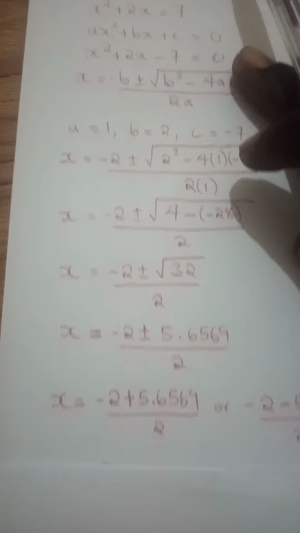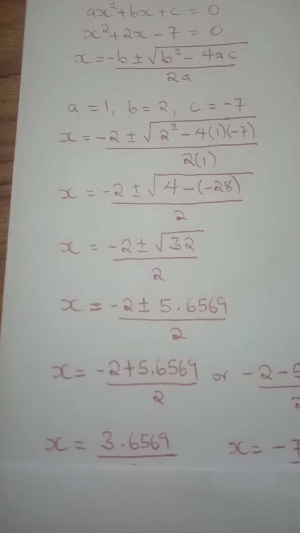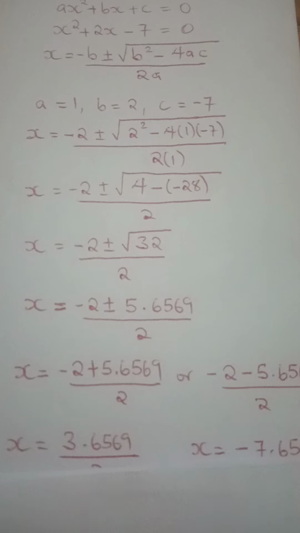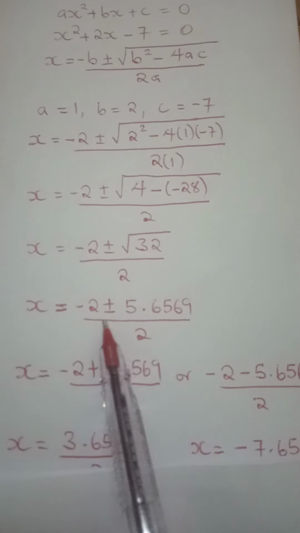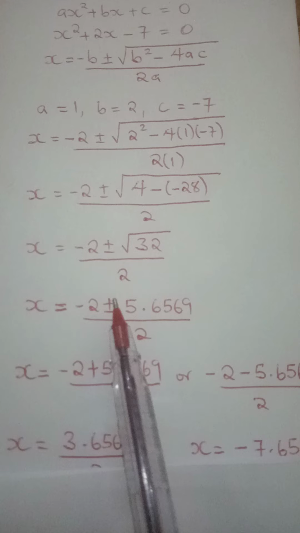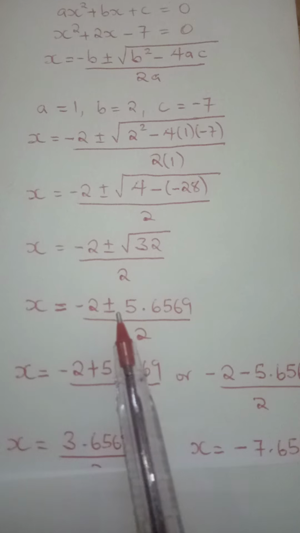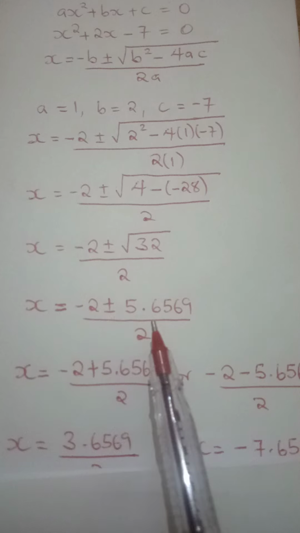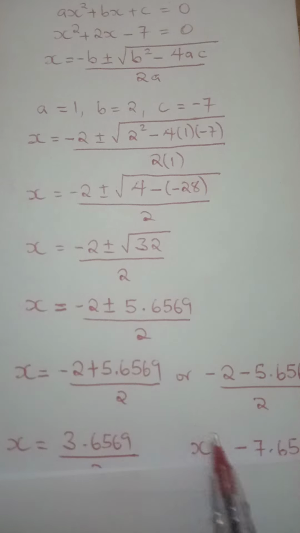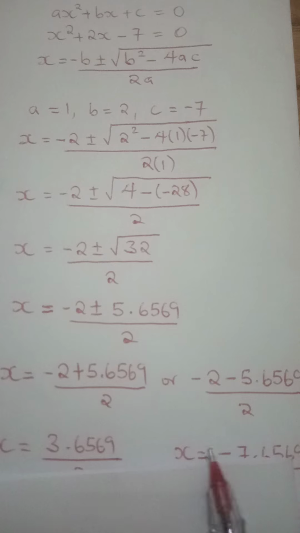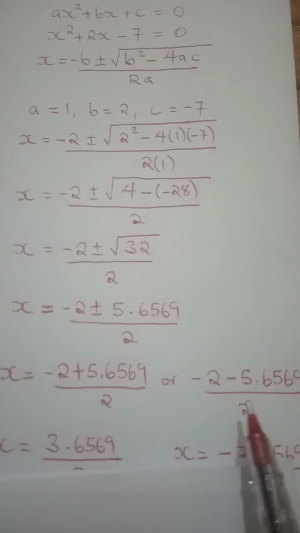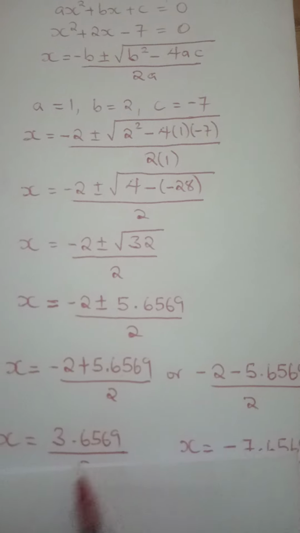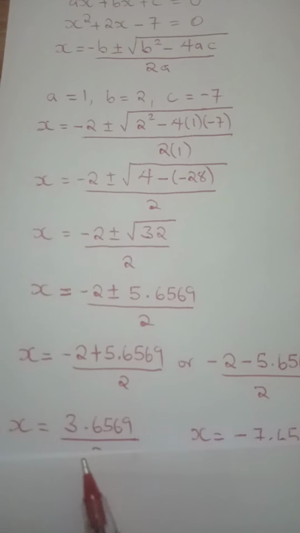And then if we finish it up, the other option, maybe before we finish it up, where there is a plus, we now consider the minus, because there are two signs. There is a plus, there is also a minus. So for the second option, it will be negative 2 minus 5.6569. And so it will look like this: negative 2 minus 5.6569 divided by 2. But let's first of all finish the one that has a positive.